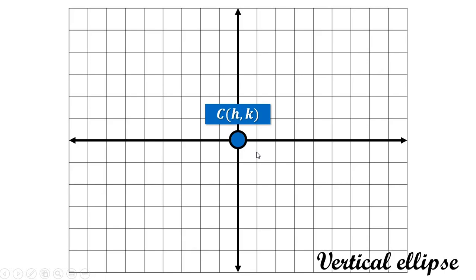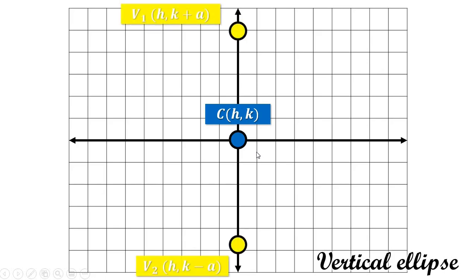Then next would be the vertices, which will be plotted above and below the center because the orientation is vertical. Notice that we are manipulating here the value of k, wherein we are adding a units. Moving above will be related to addition. Moving below will be subtraction. And then since we are plotting the vertices, it is best that we use letter a as the number of units in moving up and down.